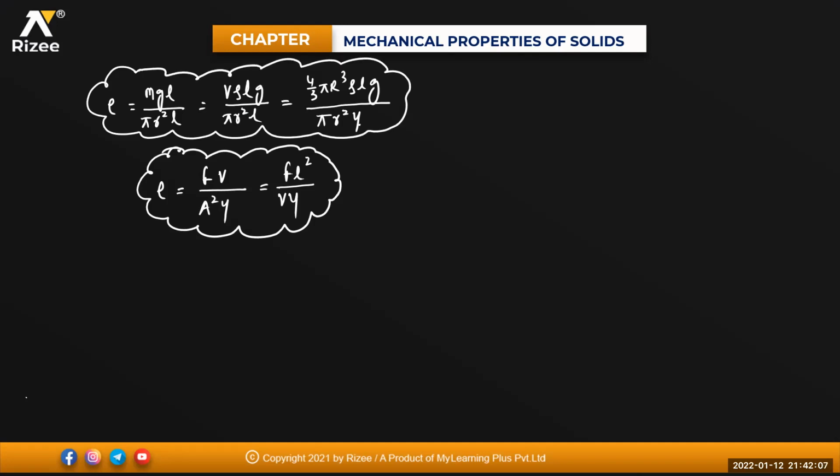Done, beta. E is equal to F into V divided by A square into Y. And volume is equal to what, beta? Volume is equal to area into length. So A square will get cancelled against A square into L square, and it is F into L square divided by V into Y. Clear, beta?